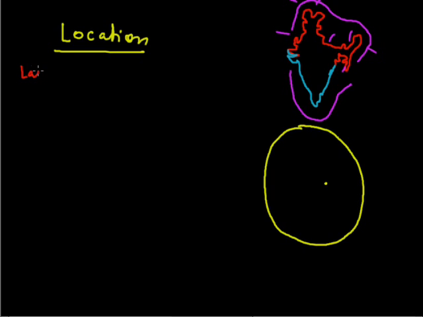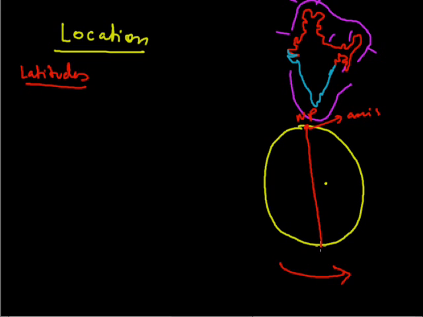First are the latitudes. Okay. Now the Earth rotates on its axis, right? So the central part, like a nail, is known as the axis. Now the northernmost part of the axis is the North Pole, and this is the South Pole.